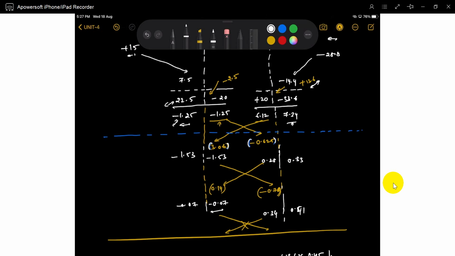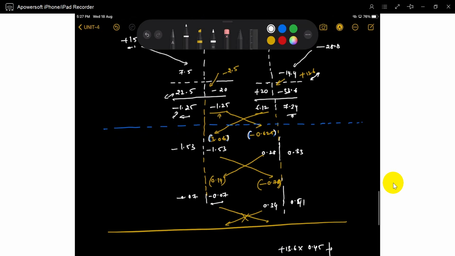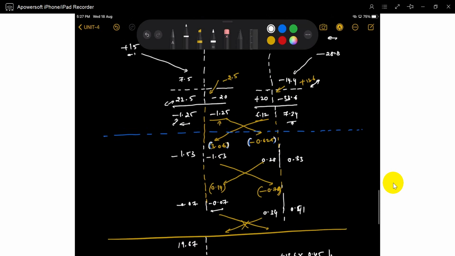22.5 minus 1.25 minus 1.53 minus 0.07. So what will we get? It's 19.67. If we check the other side, we will also get almost equal, because we didn't take further iterations. A very minute error will come. So we'll get minus 19.6.